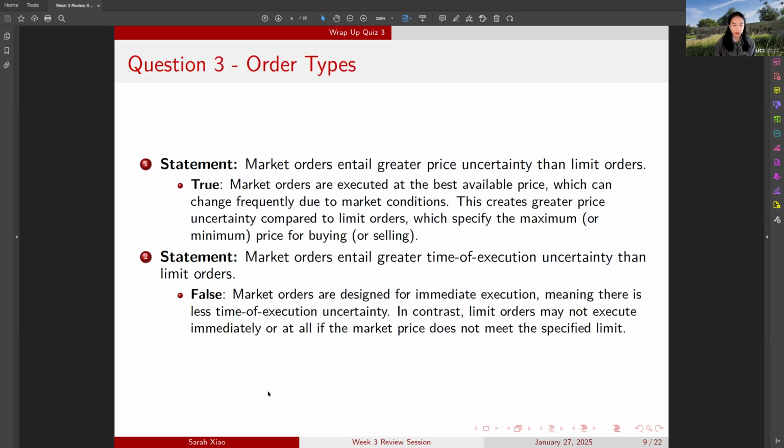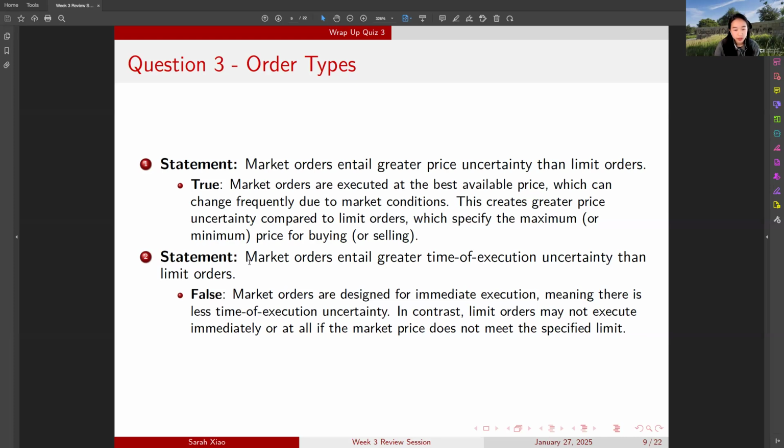So we move to the third question. It is also a true-false question. The first statement: market orders entail greater price uncertainty than limit orders. We know that market orders are executed at the best available price, which can change frequently due to market conditions. So this can create greater price uncertainty compared to limit orders. Limit orders will only be executed at a price specified by the investor, so they have less price uncertainty. This statement is true.